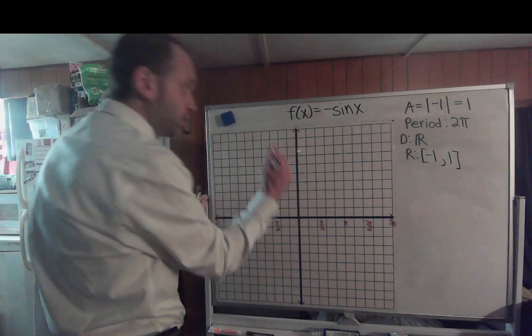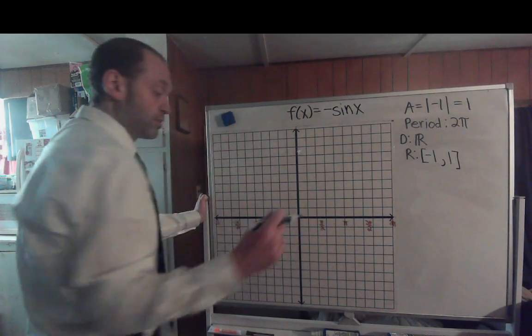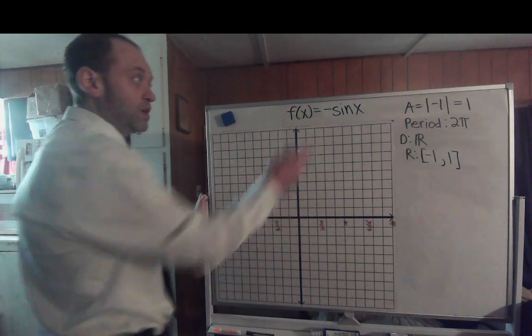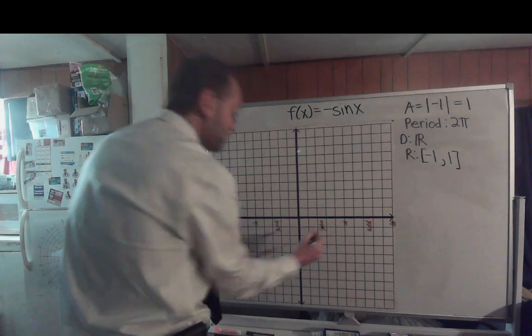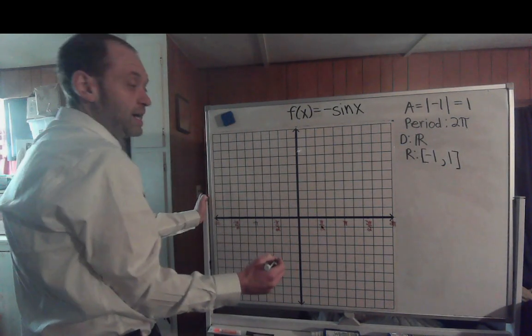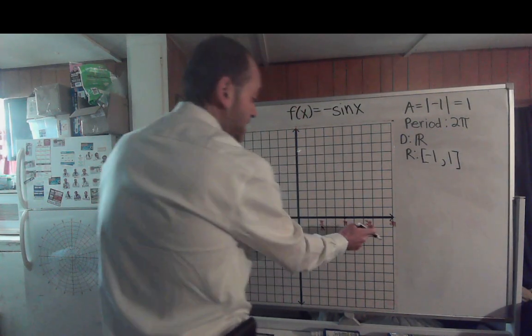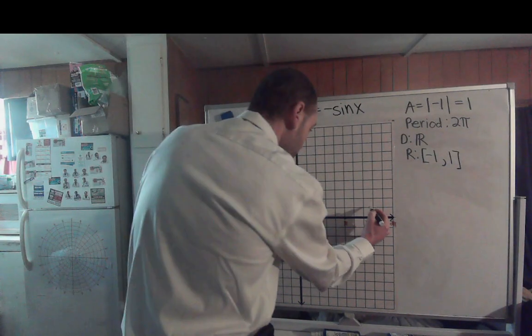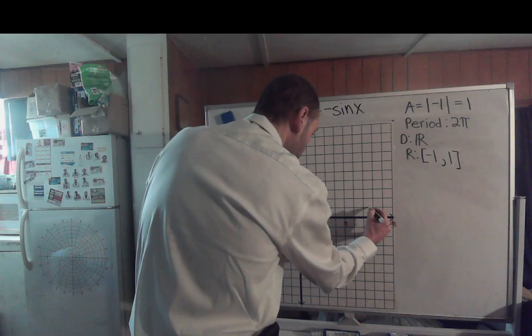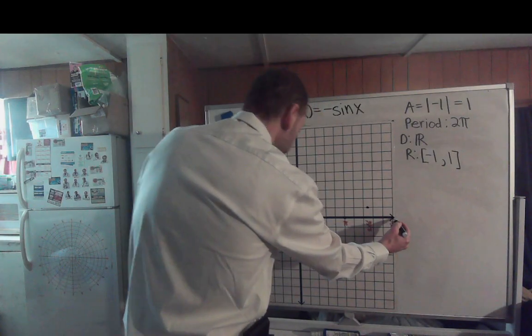Well, at 0, it's still 0. Now, normally the sine of pi over 2 is 1, but we have a negative sign on there, so it would actually end up being negative 1. The sine of pi is 0. Normally the sine of 3 pi over 2 is negative 1, but that negative sign makes it actually positive 1. Then the sine of 2 pi is 0.